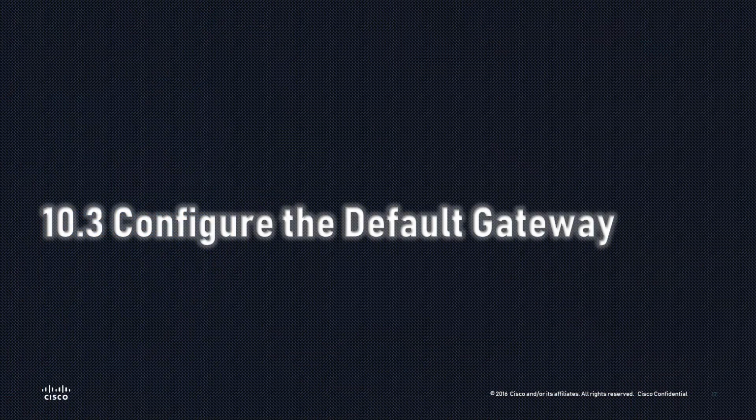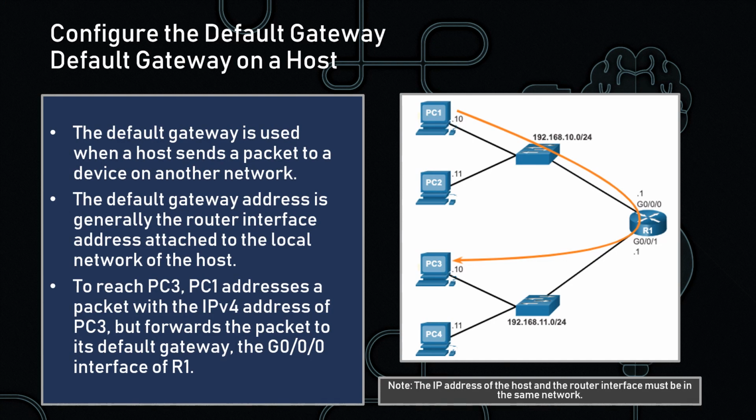Now let's take a look at the default gateway, our way out of our local network. So the default gateway is used whenever a packet sends out of the network locally. The host will go from local to remote. The default gateway address is generally the router interface attached to the local network of the host. In this case, PC1 is on the same network as PC2, PC3 is on the same network as PC4. They are both connected to paired switches, and those switches are connected to a router.